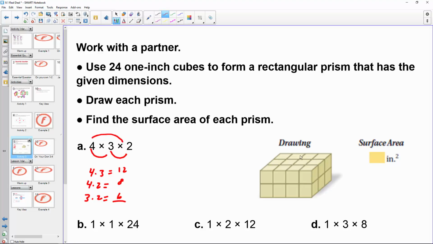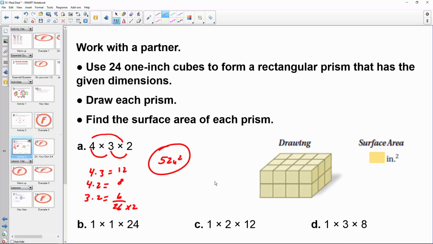In a solid closed figure, in this case, a rectangular prism. So I look here, I have 26, and I multiply by 2, and I have 52. So this is 52 units squared. I want you to do the same thing for each of these.